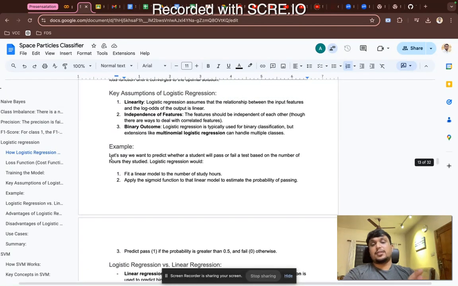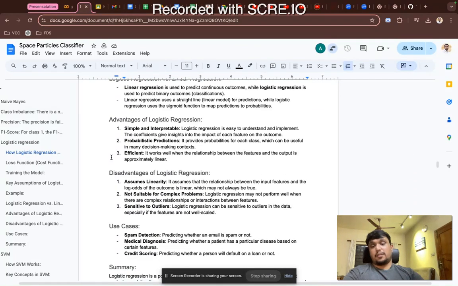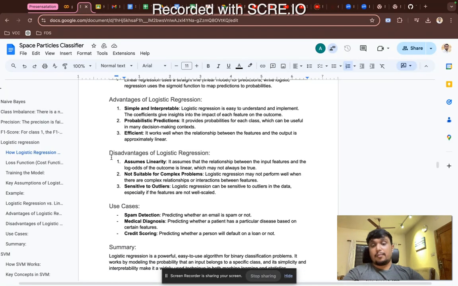There are key assumptions that we make when using logistic regression. That is, the features are linear and independent, and the outcome is going to be binary, that's either one or zero. Let's look at the pros and cons of logistic regression. It's very simple, interpretable, can also give probability predictions, and it's very efficient. The cons would be that it assumes linearity, is not suitable for complex problems, and is sensitive to outliers.